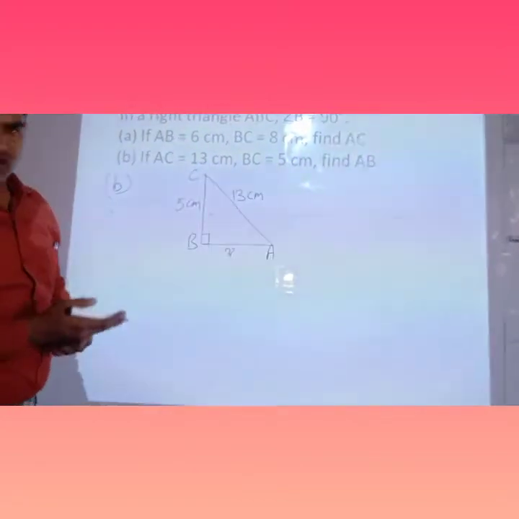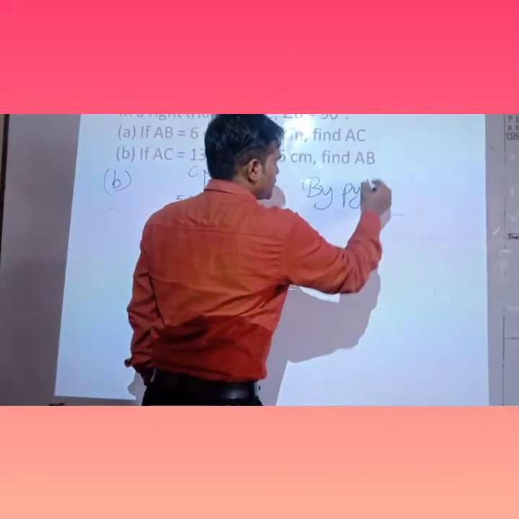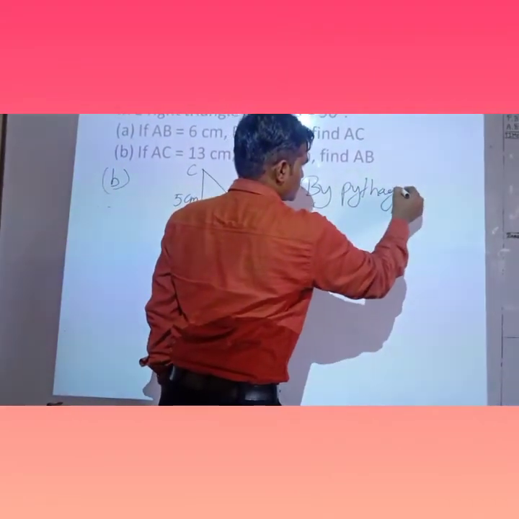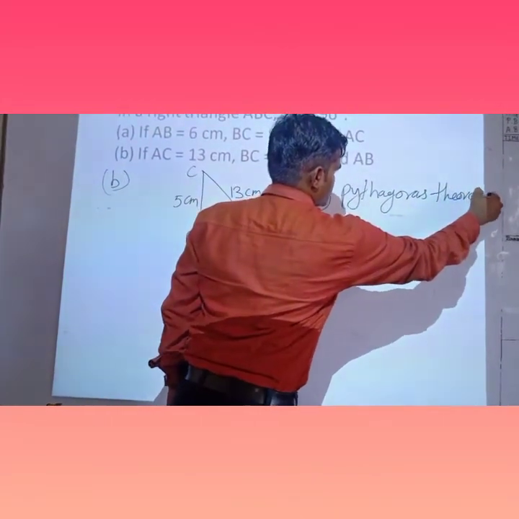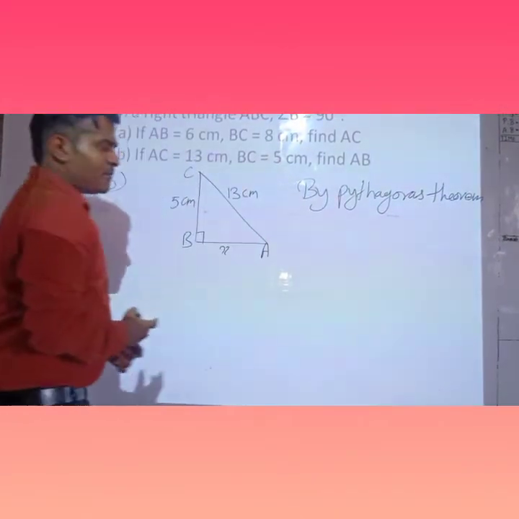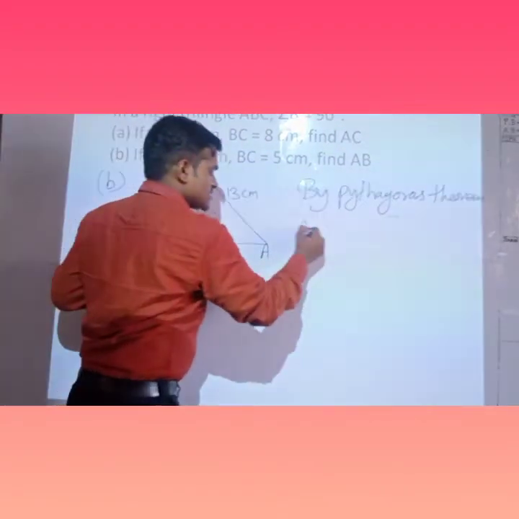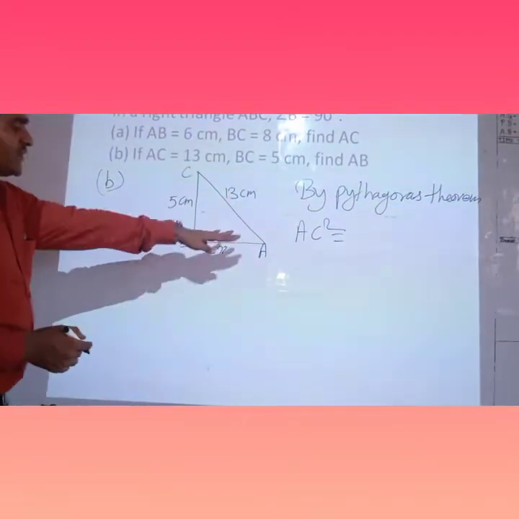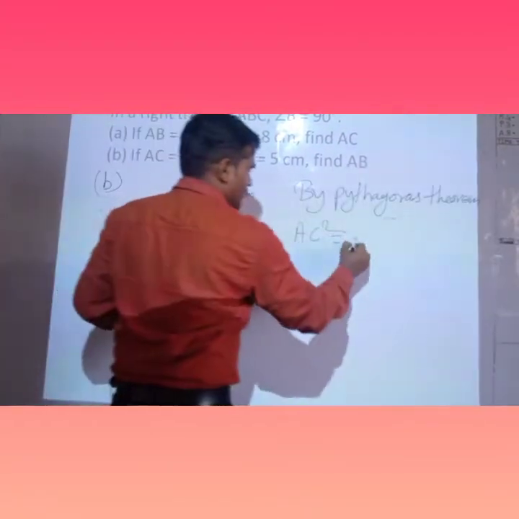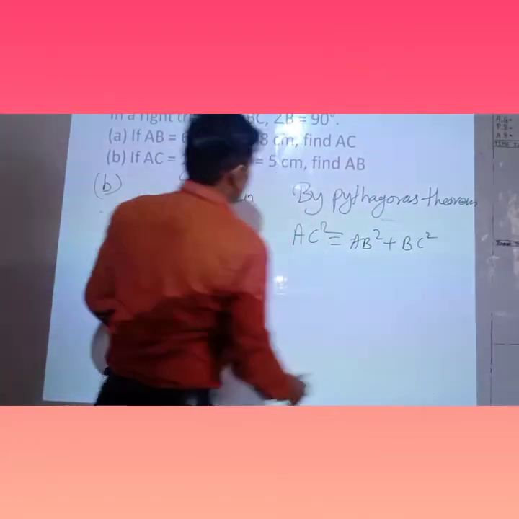So apply Pythagoras theorem. By Pythagoras theorem, we know that AC square, the square of hypotenuse, is equal to the sum of squares of the other two legs, that means square of AB plus square of BC.